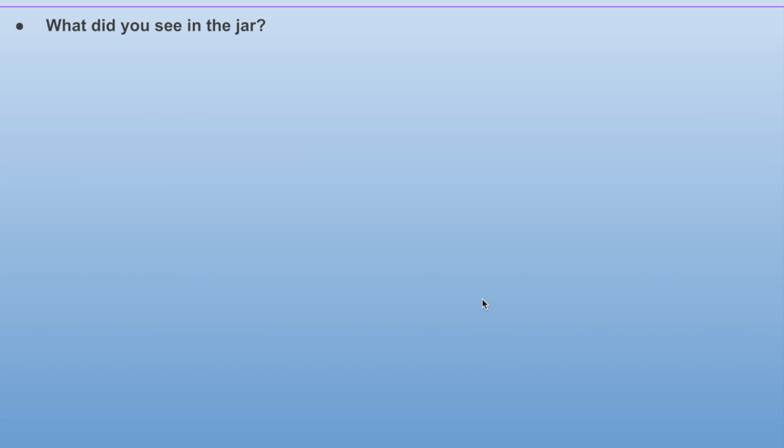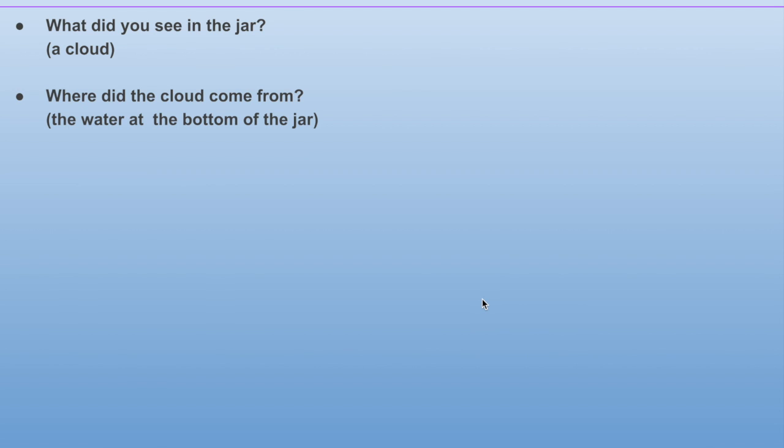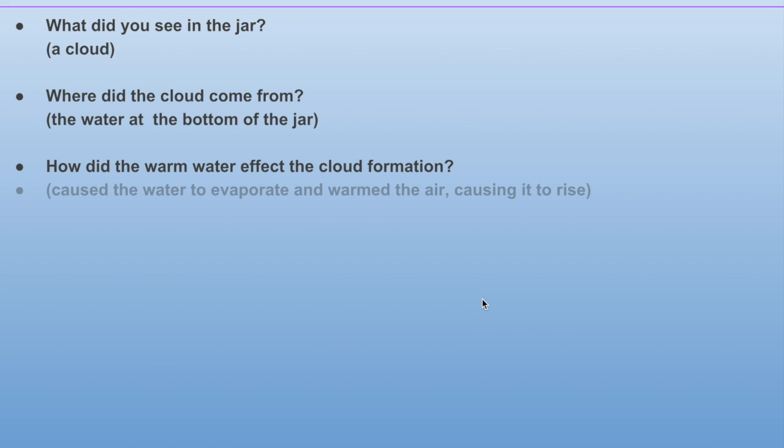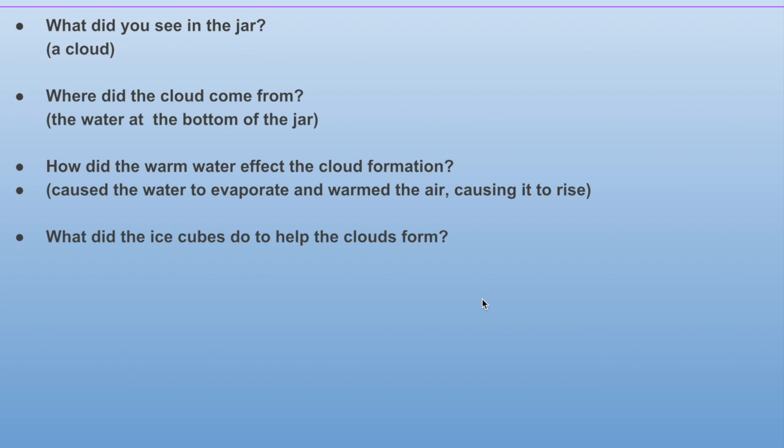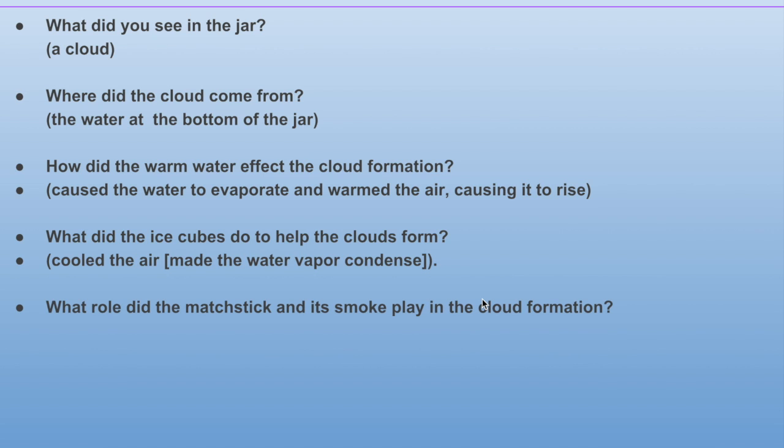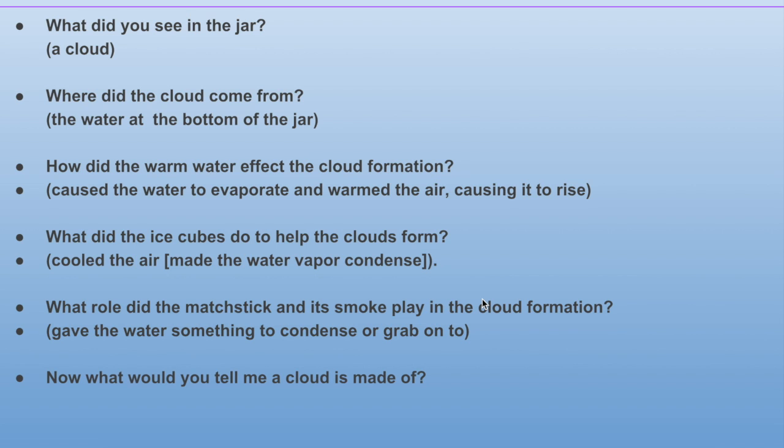What did you see in the jar? A cloud. Where did the cloud come from? The water at the bottom of the jar. How did warm water affect the cloud formation? It caused the water to evaporate and warmed the air, causing it to rise. What did the ice cubes do to help the cloud form? It cooled the air, made water vapor condense. What role did the matchstick and its smoke play in the cloud formation? It gave the water something to condense or grab onto. Now, what would you tell me a cloud is made of? If you said droplets of water, you are right.